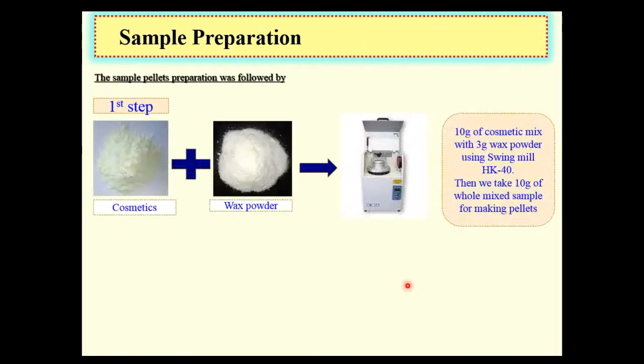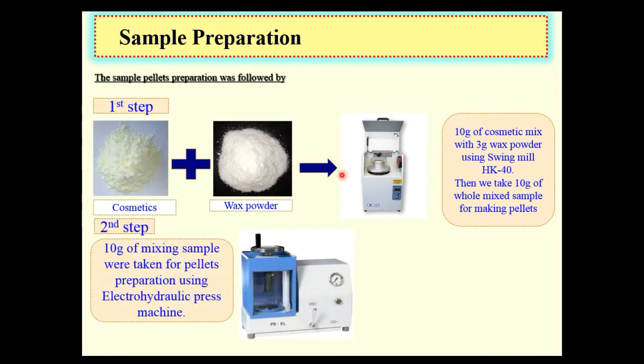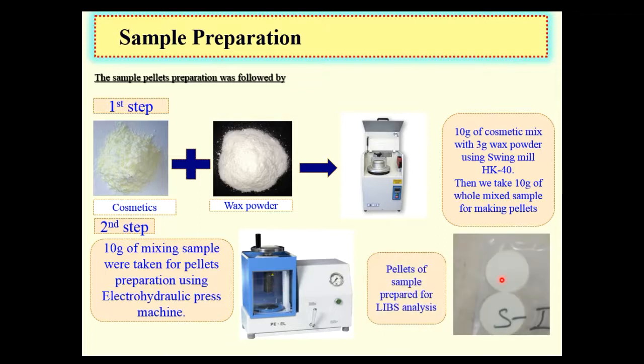Sample preparation. We followed two steps to make a sample. First step, we take 10 gram of cosmetic, such as talcum powder, mixed with 3 gram of wax powder. We put both the cosmetic and wax into a mixing machine. After that, in the next step, we take 10 gram of this mixed material and put it into an electrohydraulic press for making our pellets, which we will analyze by hitting the laser on those pellets. Finally, our pellets are ready for data analysis.